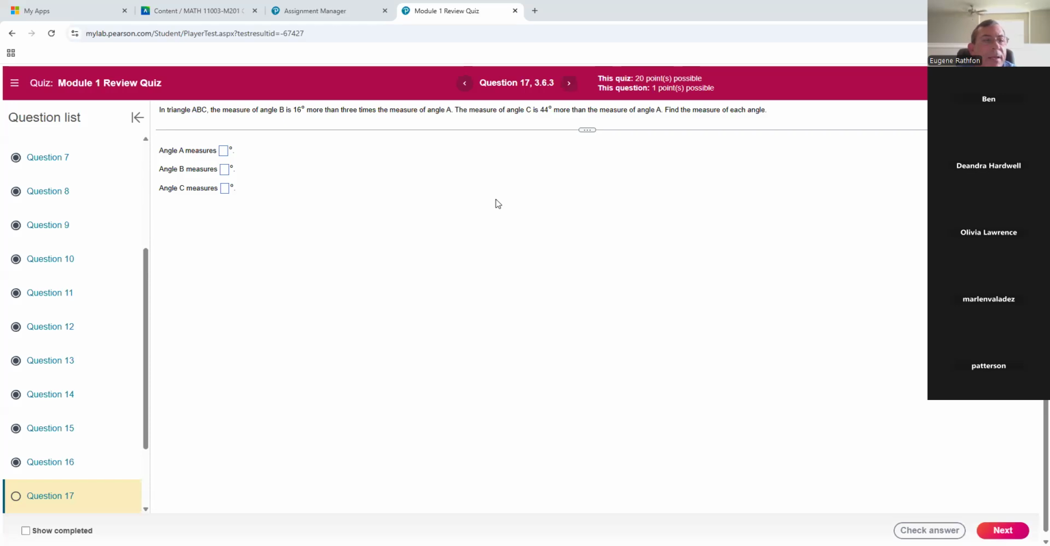Alrighty, y'all. So let me write this down. Angle B is 16 more than 3 times A. Then it says angle C is 44 more than A. Then they want me to find the measure of each angle.